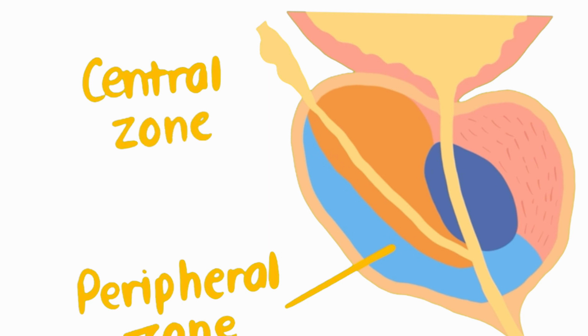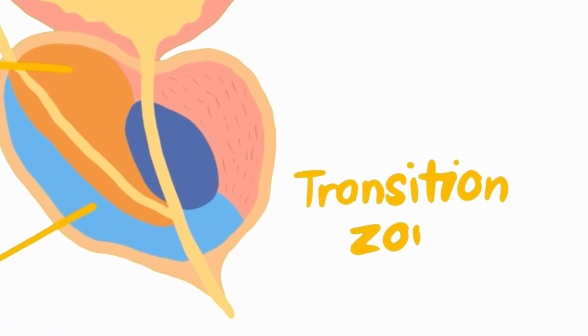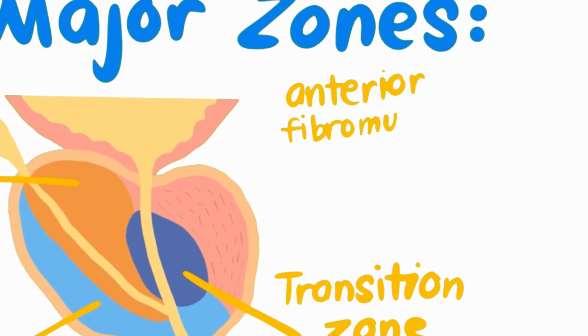Second is the central zone, which surrounds the ejaculatory duct, a duct that receives the sperm from the vas deferens and the semen from the seminal vesicle. Third is the transition zone that constitutes 2 small lobules surrounding the urethra. This is where benign prostatic hyperplasia, or BPH, primarily originates. The last is the anterior fibromuscular stroma.